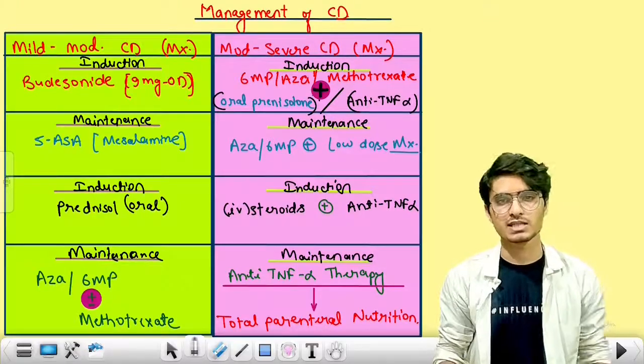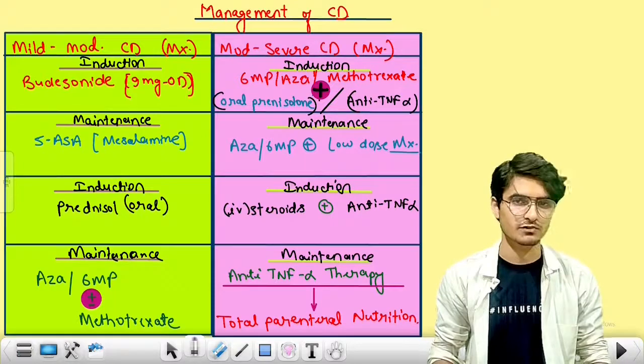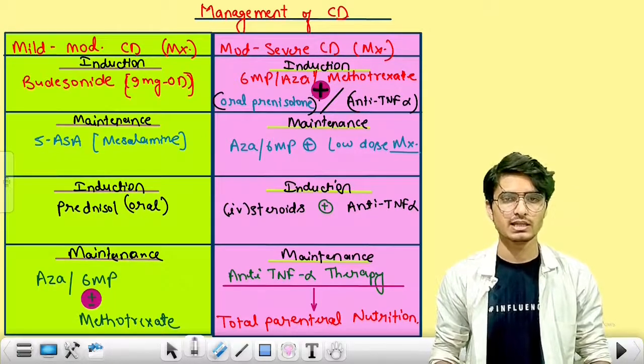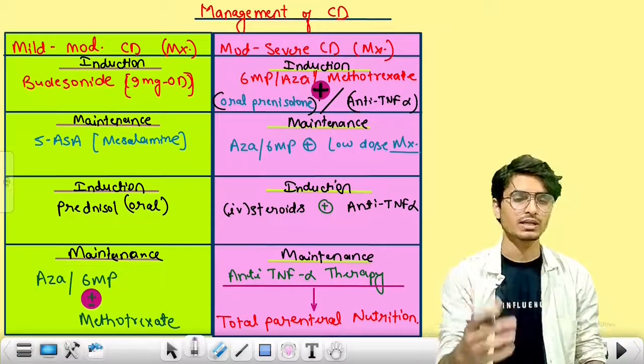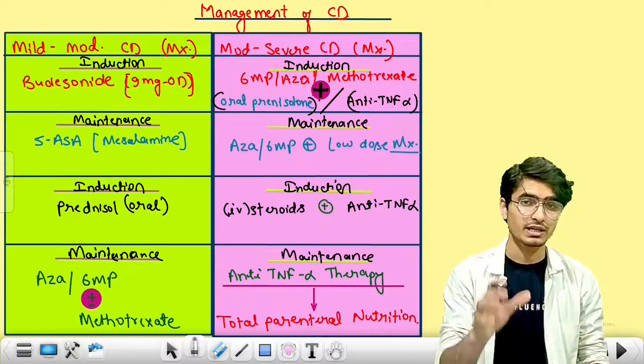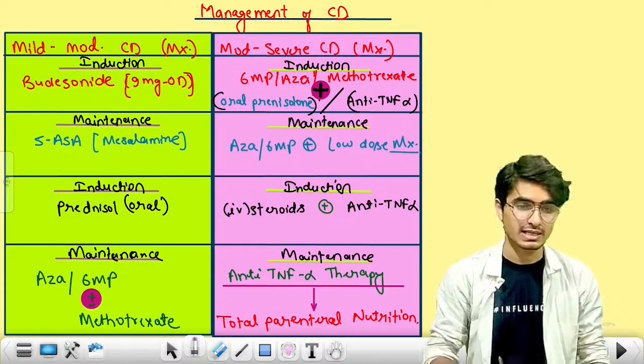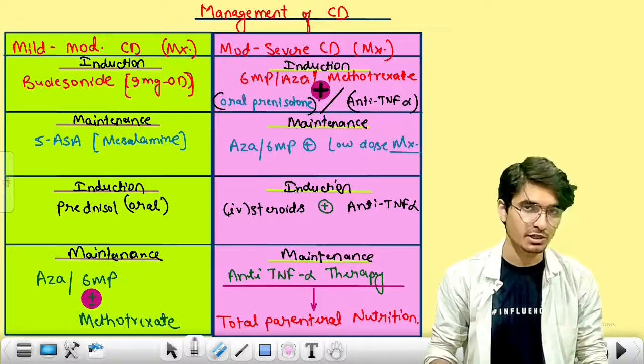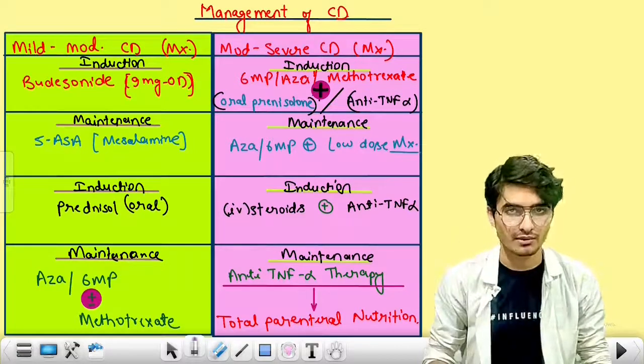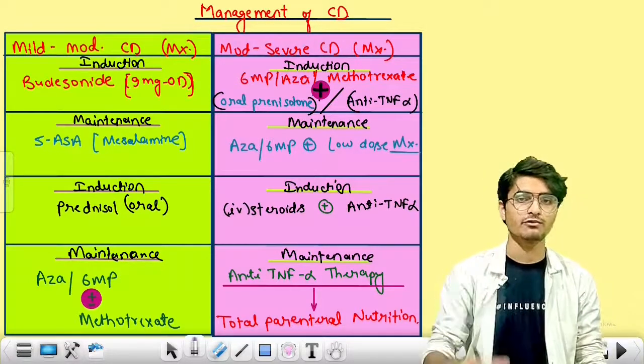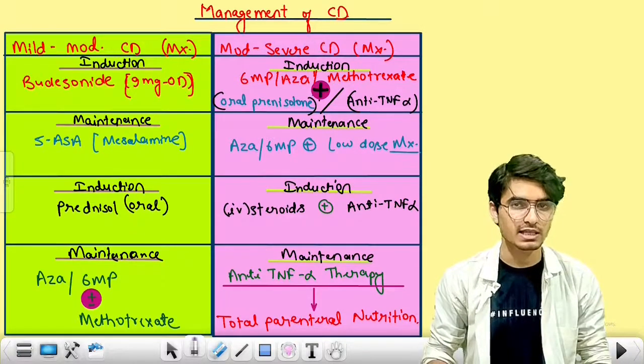So now guys, we will discuss the medical management of Crohn's disease first, right? The first thing is that the patient presents with an acute illness, and that's why we need to provide induction of remission, and subsequently we need to shift the patient to maintenance of remission here, right? Remission is recovery from the illness, right? And the first thing is the induction.